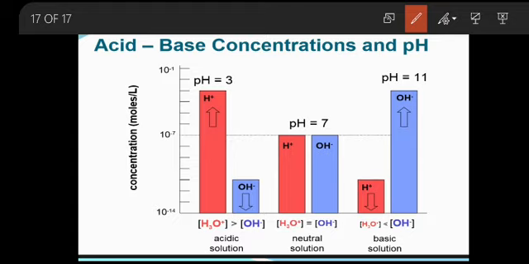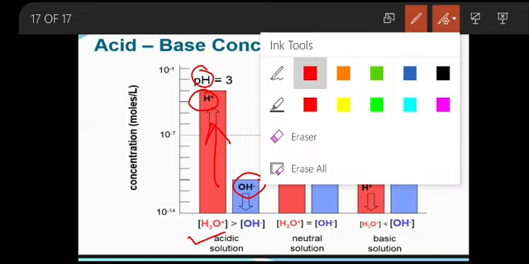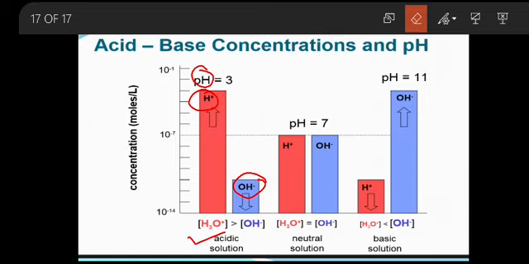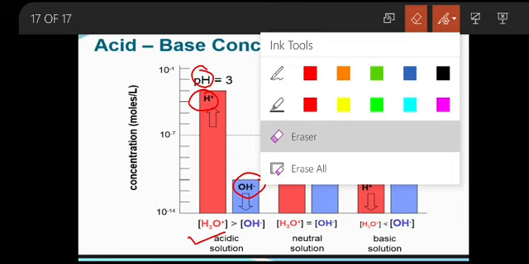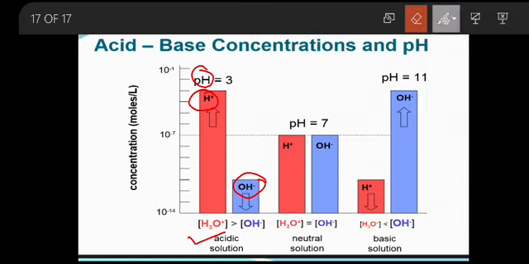Here you are comparing the H plus ion and the OH ion along with your pH. So, for an acidic solution, as I told you before, there will be an increased concentration of hydrogen ions and decreased concentration of OH ions.